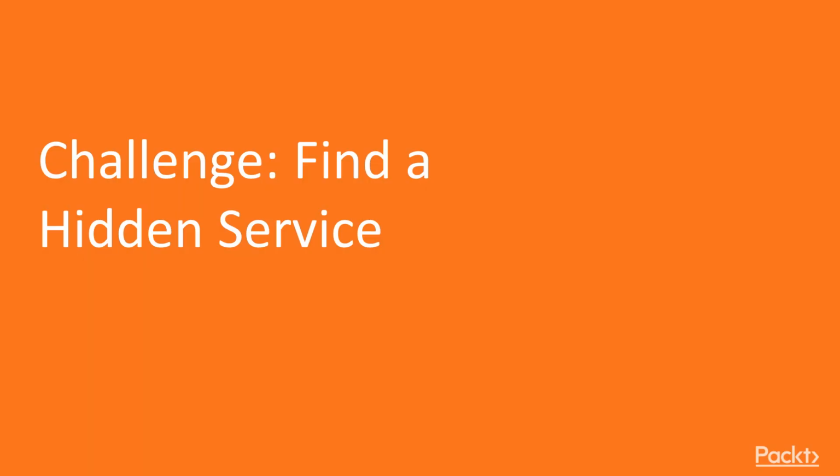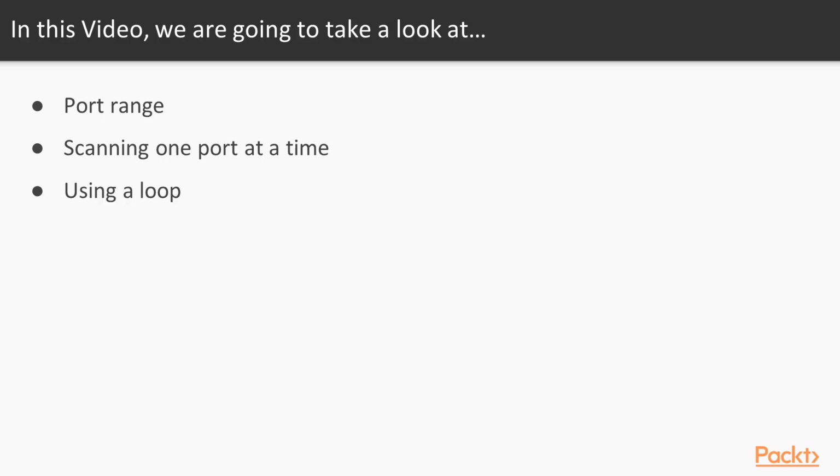This video introduces the challenge to find a hidden service. I'll explain the port range you can search through and two ways to do it. One way is very simple. Using the program you wrote at the end of the last video, you can just scan ports one at a time, or you can do it using a loop.